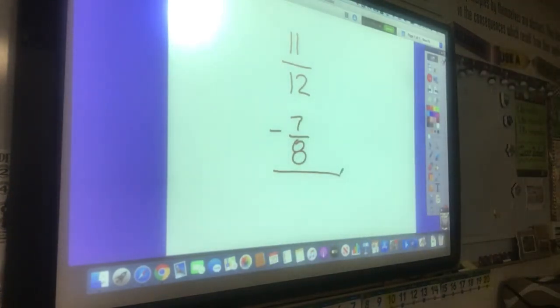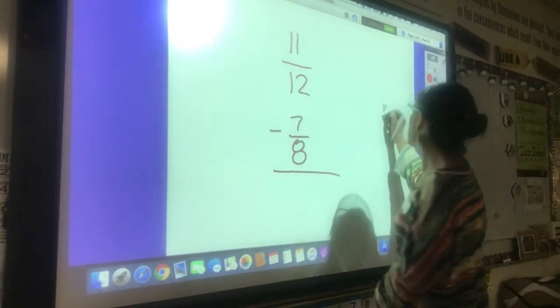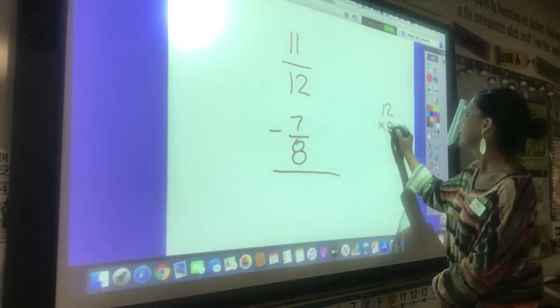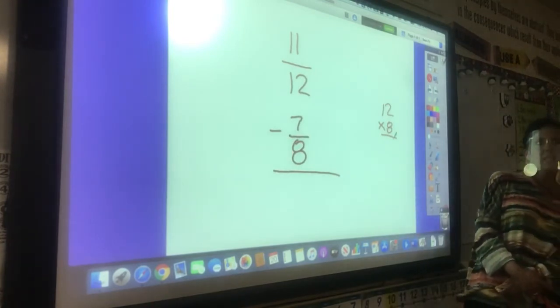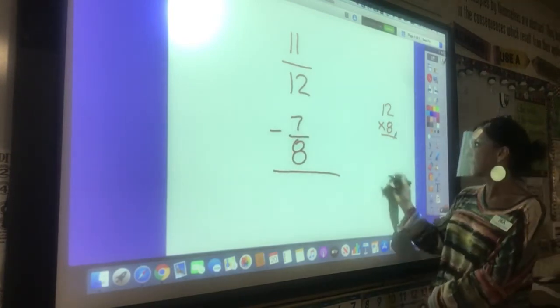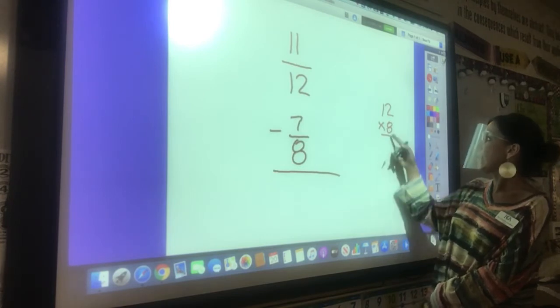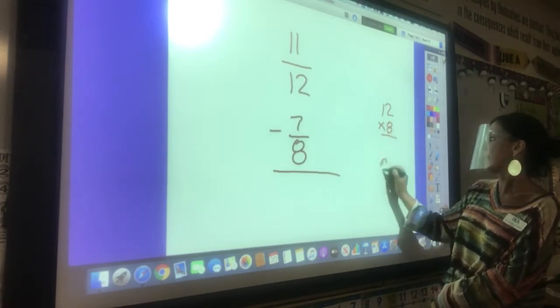Okay, I already told you this is going to be shortcut 3. And the reason it's shortcut 3 is because 12 and 8 share more than 1 as a factor. So the first thing we need to do is multiply 12 times 8. What do we get when we multiply 12 times 8? 94. You're close. 8 times 2. 96. Yes, 96.